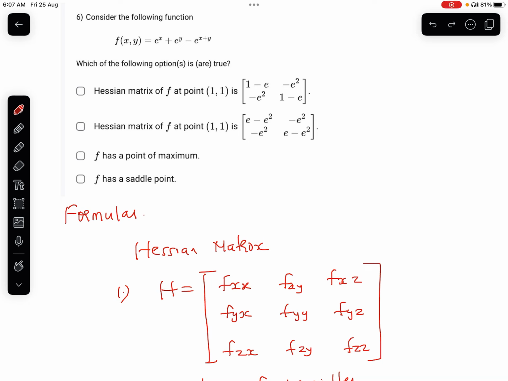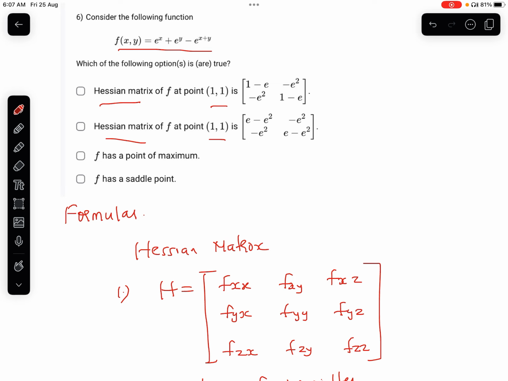Hi everyone. Now we are going to look at the sixth question of graded assignment week 11 for IIT-Madras data science. From the question itself, we can come to the conclusion that they have given a suitable function, and from the answer options, if you are seeing options 1 and 2, they have given a Hessian matrix at point 1 comma 1. So either option 1 or 2 will be the right answer.